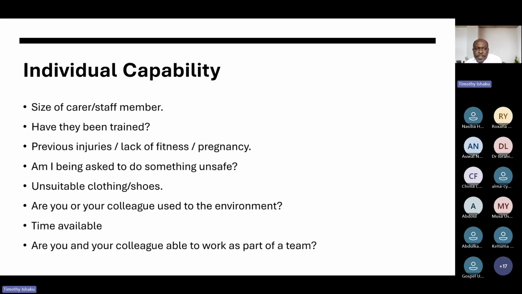Now, the next bit is the individual, which is the I, and the individual capability of completing the task. By individual capability, we are talking about you as a person. We all differ in morphology, and you need to consider what you've been asked to do. The patient you will be moving, which is the load. How heavy is the patient? Will you be able to move the patient? Have you been trained to perform the task?